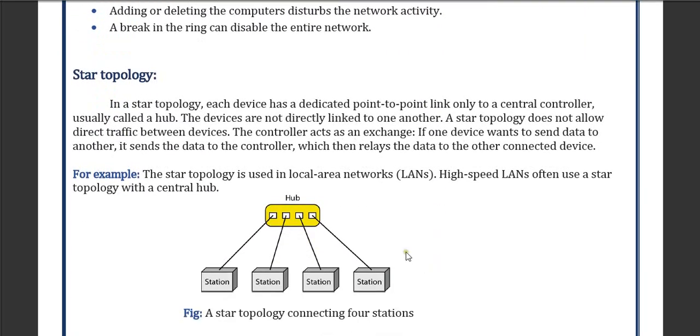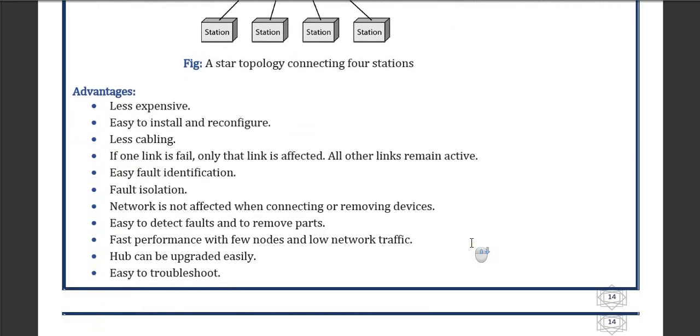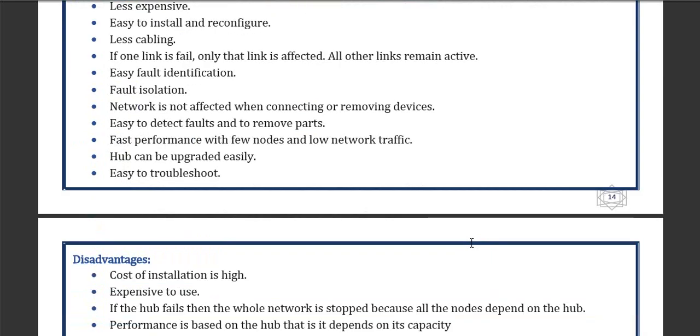Now star topology. We have a central device and all other stations are connected with this central device. This is known as a star topology, which is basically used in the local area network or LAN section. The advantages and disadvantages of this section are given.